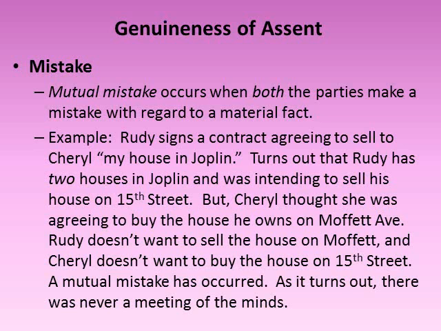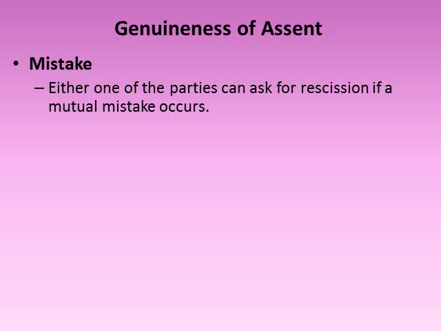As it turns out, there was never a meeting of the minds at all. And so, of course, a meeting of the minds is a prerequisite to having a contract. And so in a situation where we have a mutual mistake, that's different than a unilateral mistake. In a mutual mistake situation, either one of the parties can ask for rescission. And ordinarily, if both parties want out of a contract, that's usually not a big deal, because if they both agree to undo the contract, they can undo the contract.